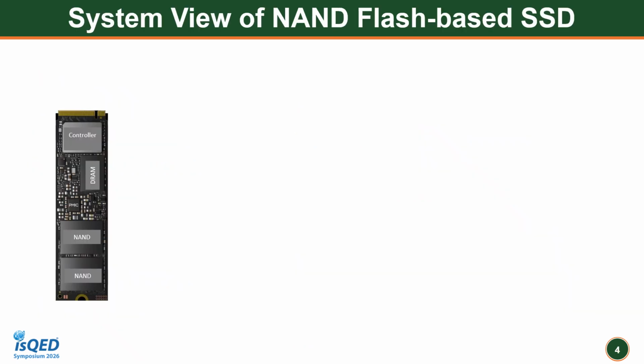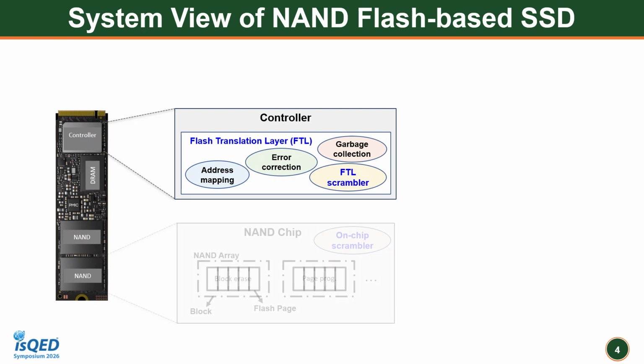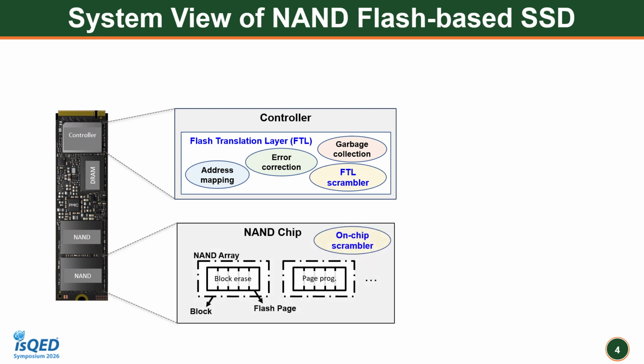Before we go into the data scrambling process, let's take a look at the background of the flash-based SSD. This is the flash-based SSD that you would get from the store. The main components are controllers and then flash memory chips. The controller is essentially the brain of the components. It will do address mapping, error correction, and garbage collection. The NAND chips, on the other hand, just store the data.